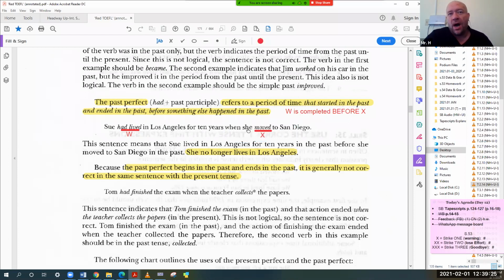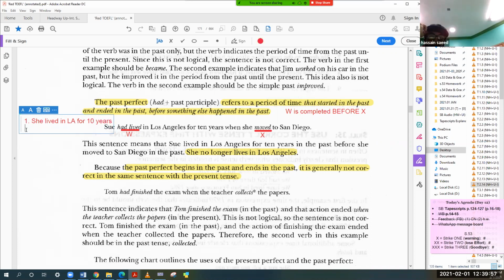So, when did she move? After she lived in Los Angeles. After 10 years of living in LA. Yeah, so first she lived in LA for 10 years. Okay? Number one, she lived in LA for 10 years. Then what? Then she moved to San Diego.